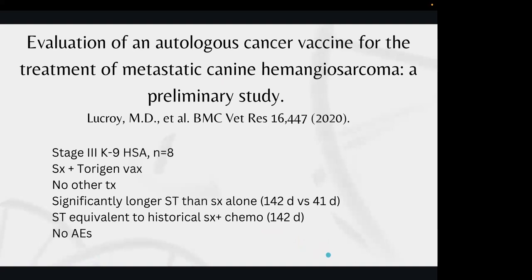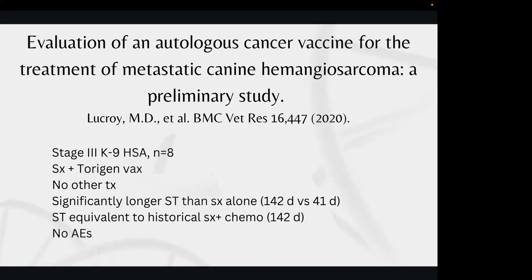This is an early paper that was written by the scientists at Torsion who are working on this technology. A lot of papers in veterinary medicine aren't perfect. This paper certainly is one of them, but it was still very interesting. So they looked at using the cancer vaccine for canine patients with metastatic hemangiosarcoma.